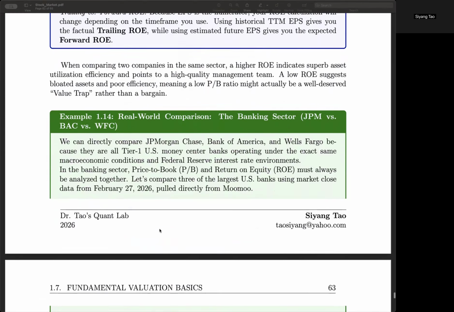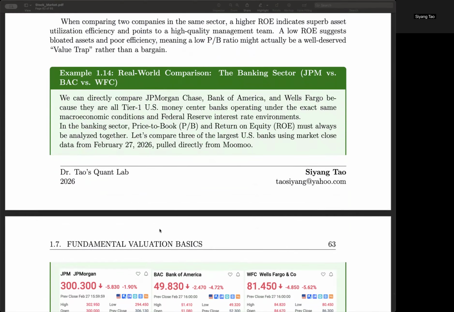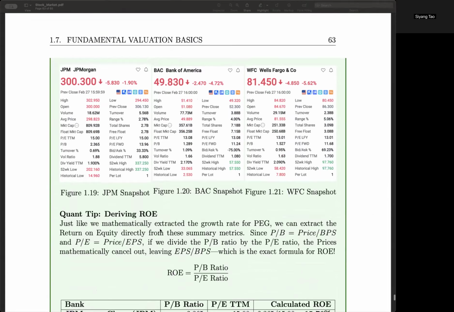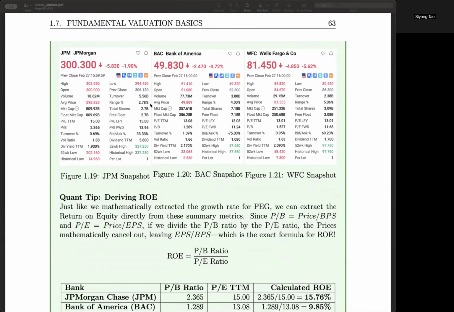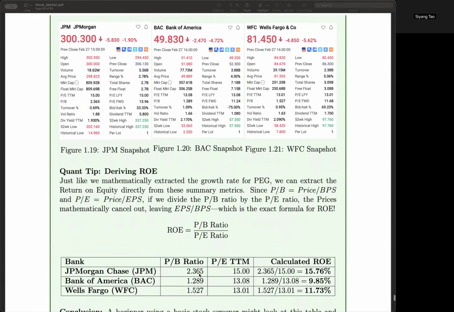Let's look at our final example, comparing JPMorgan Chase, Bank of America, and Wells Fargo using their February 27th, 2026 snapshots. If a beginner looks at the PB ratios on this table, they will immediately think Bank of America is the cheapest stock because it has the lowest PB at 1.289. JPMorgan looks wildly expensive with a PB of 2.365.